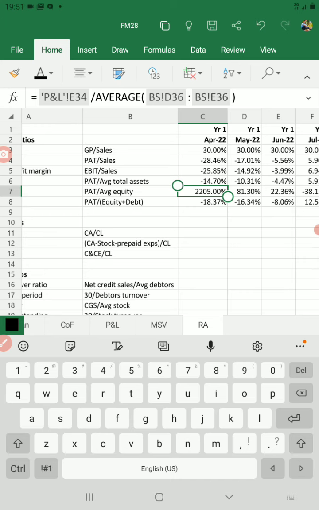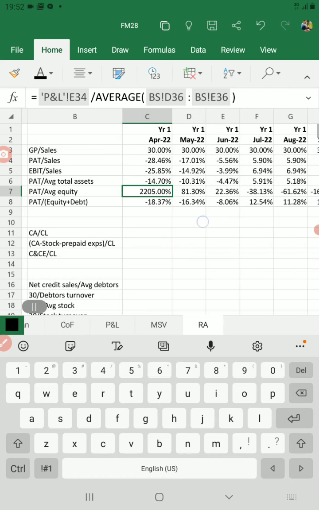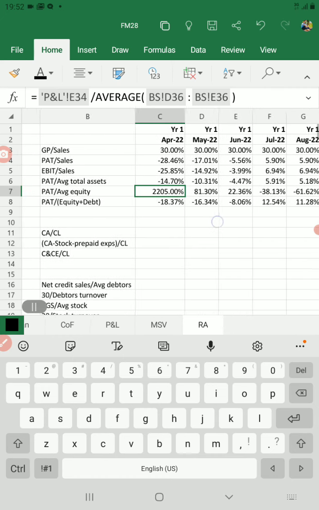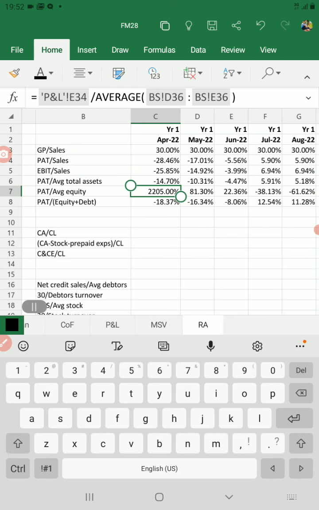So this is the advantage of my methodology, because it will give you in-depth insight into financial modeling when you do it on a monthly basis. Okay, so we are done with our ratios for monthly, and the interpretation of these ratios I have already explained.